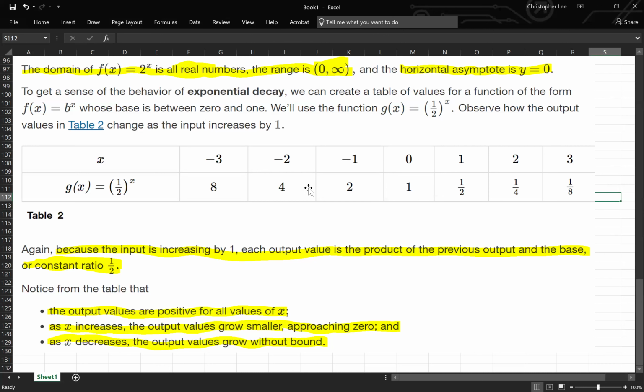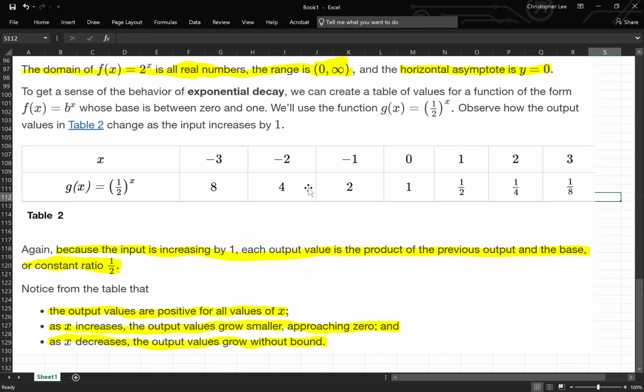Let's talk about it for a second. Because the input is increasing by 1, each output value is the product of the previous output and the base, or the constant ratio, 1/2. So the output values are positive for all values of x. No matter whether x goes to negative infinity or positive infinity, the y values you get out are all positive for the exponential function.